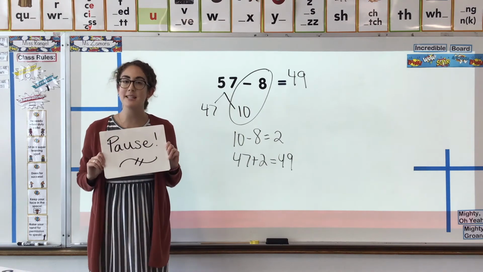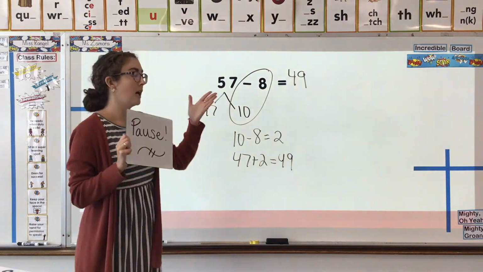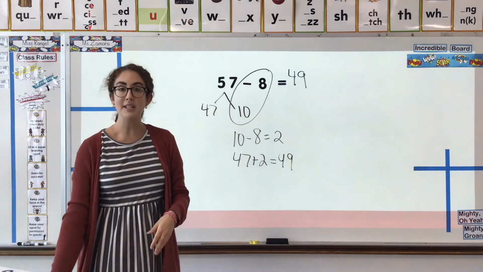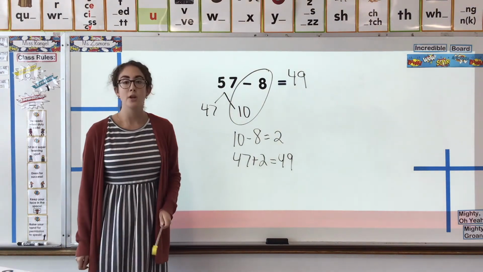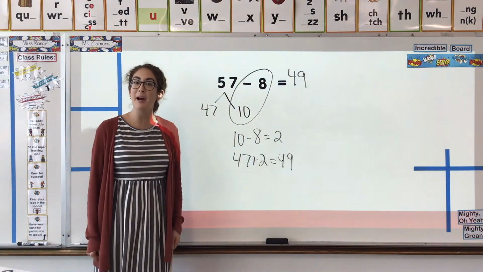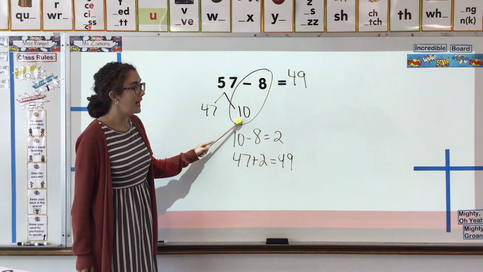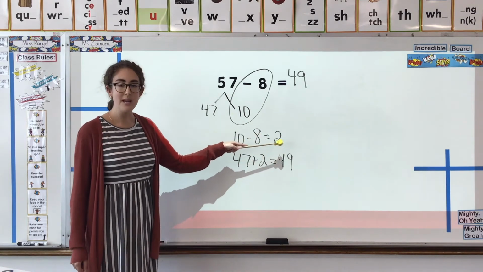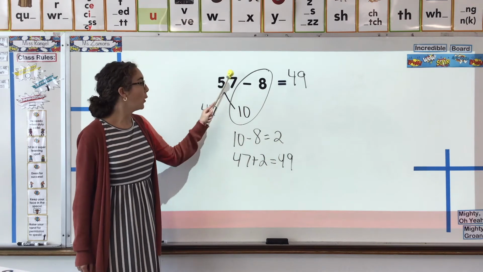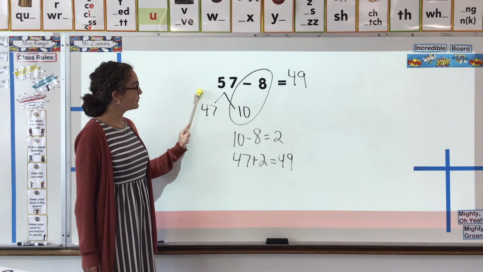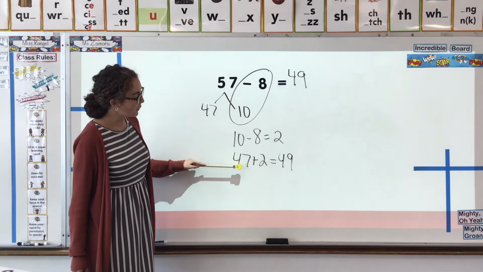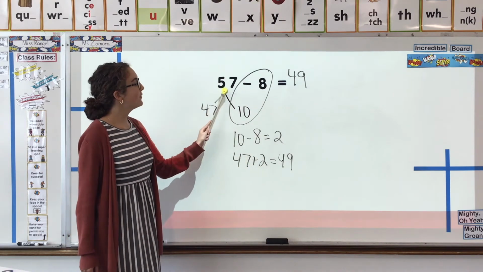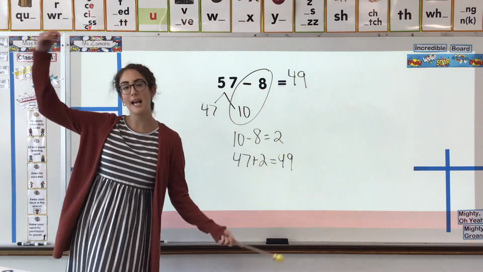Awesome. We are done with our second problem. Can you check? Did you get 49? Is that your answer, 49? Let's talk about how we solve this problem. So to solve 57 minus 8, what I did was I took out 10 and I subtracted the 8 from it. And 10 minus 8 equals 2. Then I knew I needed to add to the 2 what was left over. So what was left over was 47. So when I did 47 plus 2, I got our answer of 49. So 57 minus 8 equals 49.